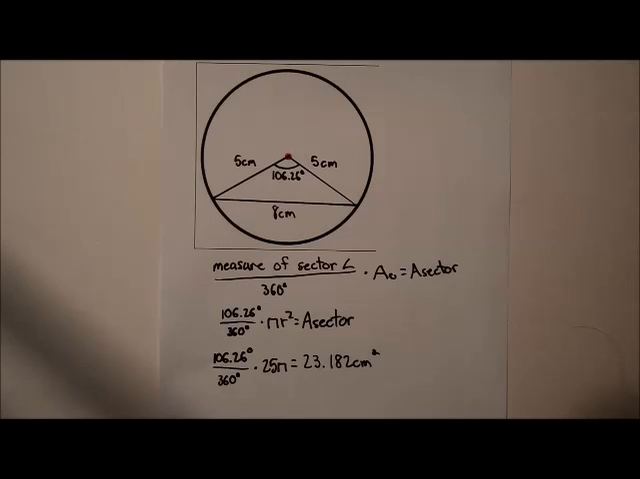The measure of the sector angle is 106.26 degrees. This was found in the last step. So, plugging this information into the equation gives us 23.182 centimeters squared for the area of the sector for the example.